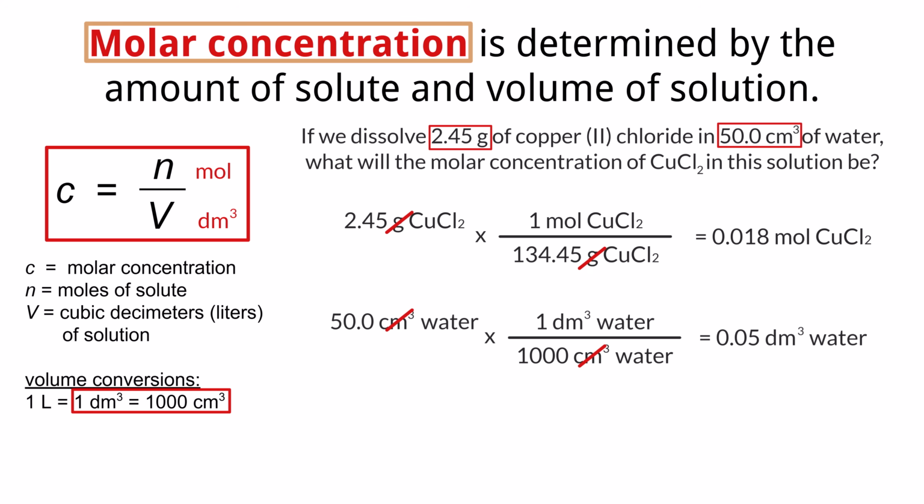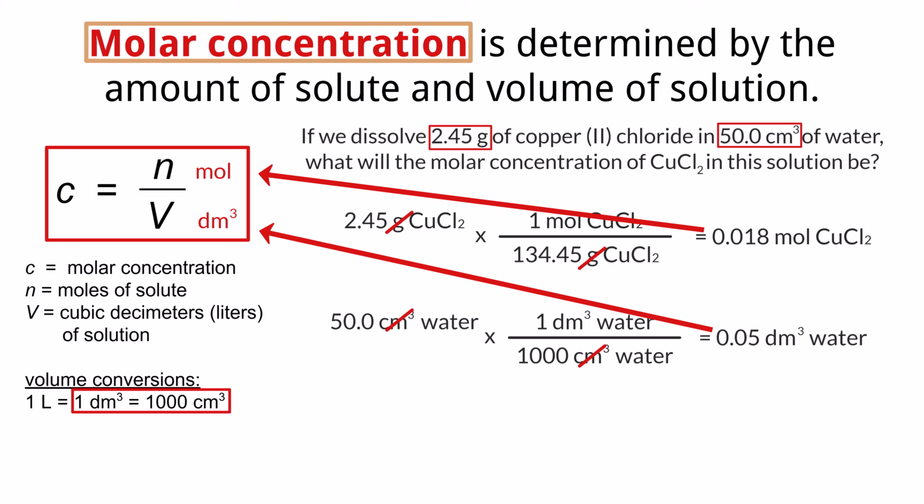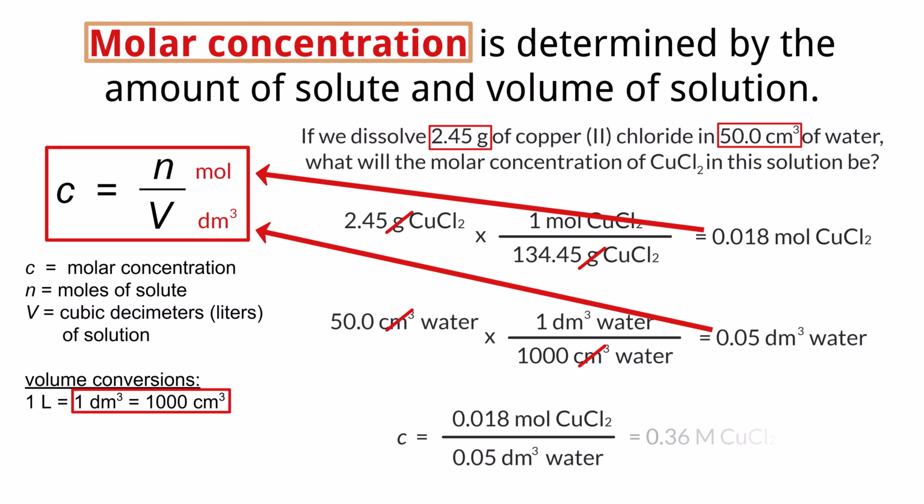We now plug both of these into our molarity equation, 0.018 moles over 0.05 decimeters cubed, and we get a molarity of 0.36. We represent this molar concentration unit with a capital M, so we would write this answer as a 0.36 molar solution of CuCl2. This equation can of course be manipulated in multiple ways if you are asked to calculate a different variable, which could be either moles of solute or volume of the solution.